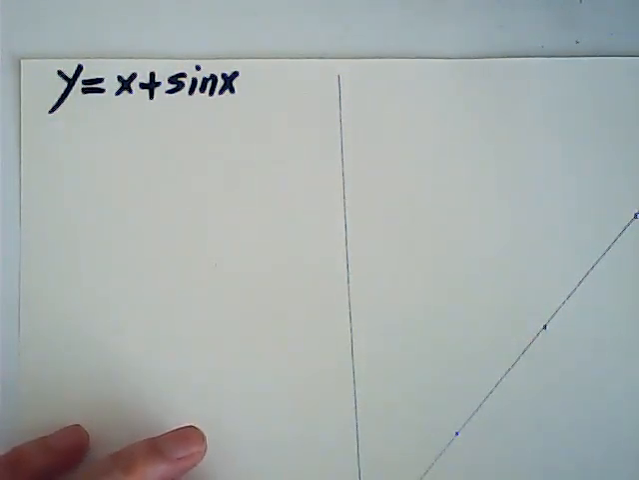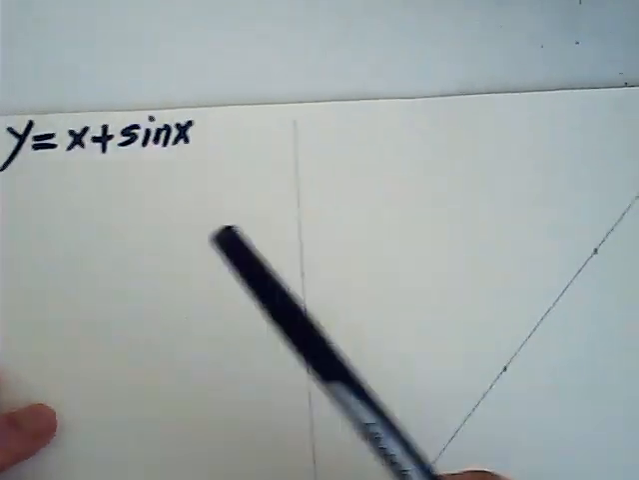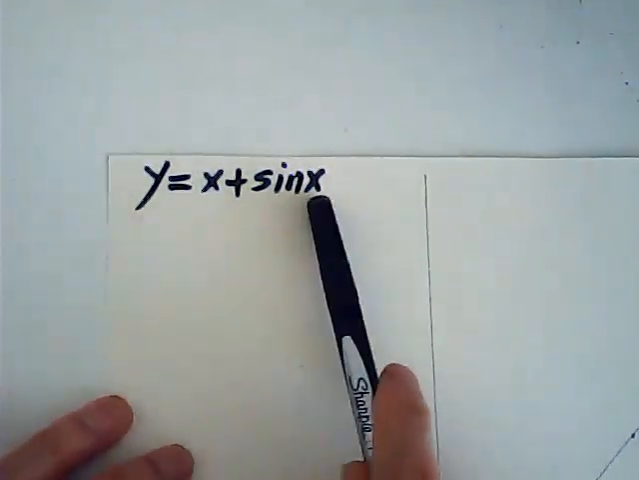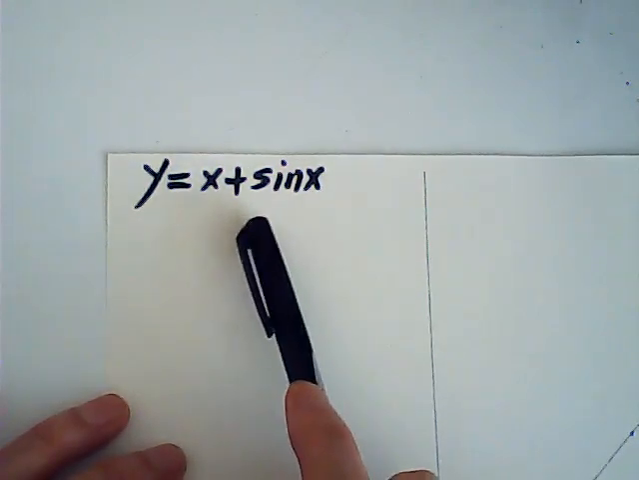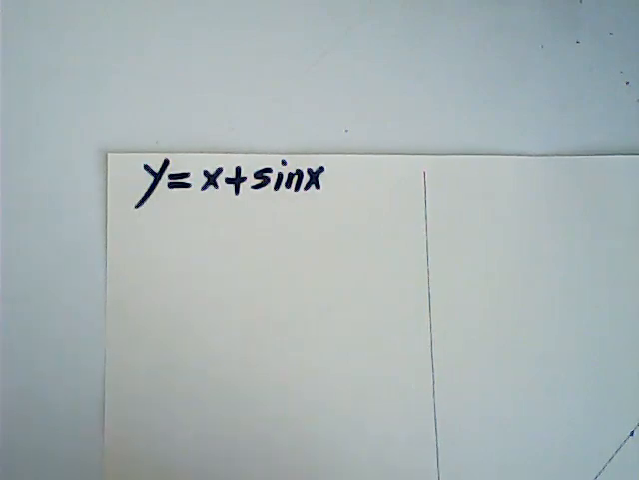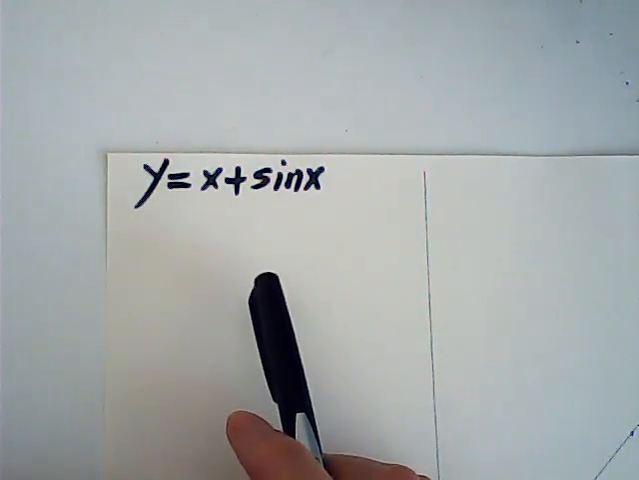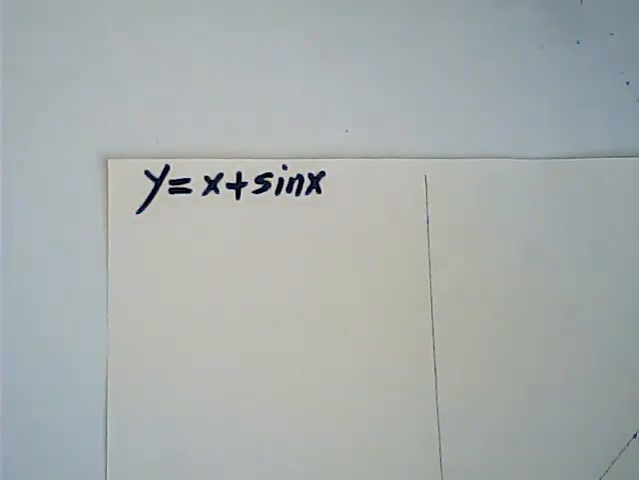Continue examples of curve sketching. Now let's look at this function first. The domain of this function is all real numbers, so the curve can be sketched over the whole real number domain.